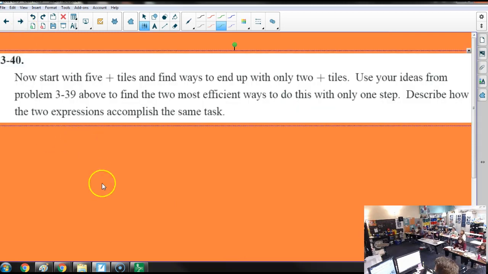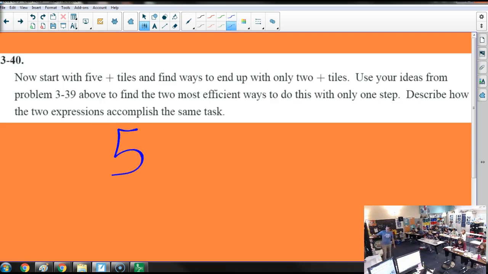All right, so if we start with 5 positive tiles and want to find, let's say, as many ways as you can, just rattle them off, to end up with only 2. We start with 5. Now you don't have to actually do this on your desk if you don't want to, but you can if you want to. Look at all those options. We start with 5. We're going to end up with 2. Class, what's the simple way to do this?